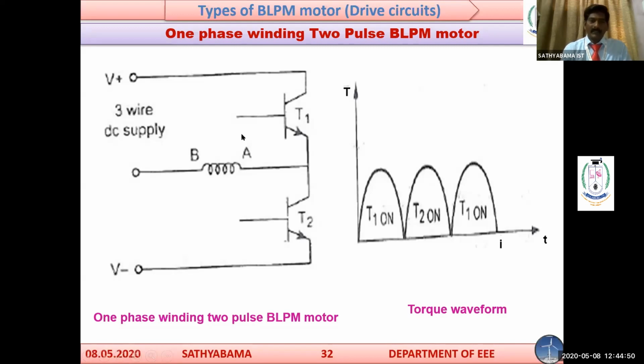Usually 120-degree mode or 180-degree mode of conduction is adopted. This circuit produces unidirectional torque in all the three-phase windings. Merits: better utilization of the winding, and torque and current ripple components are less. The demerits: less utilization of the devices, and 6 position sensors are required.